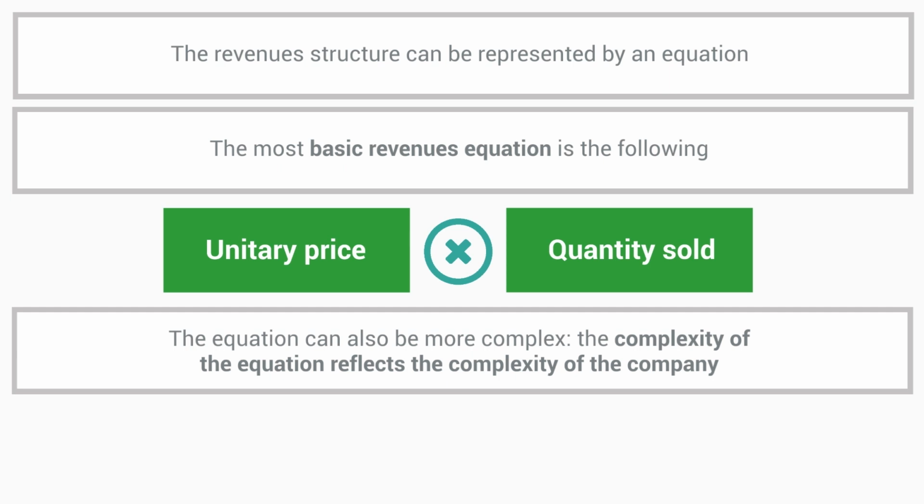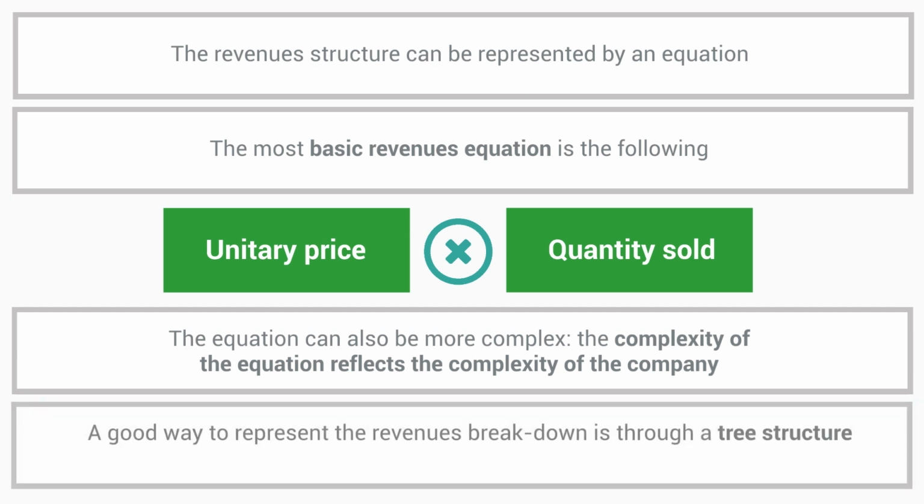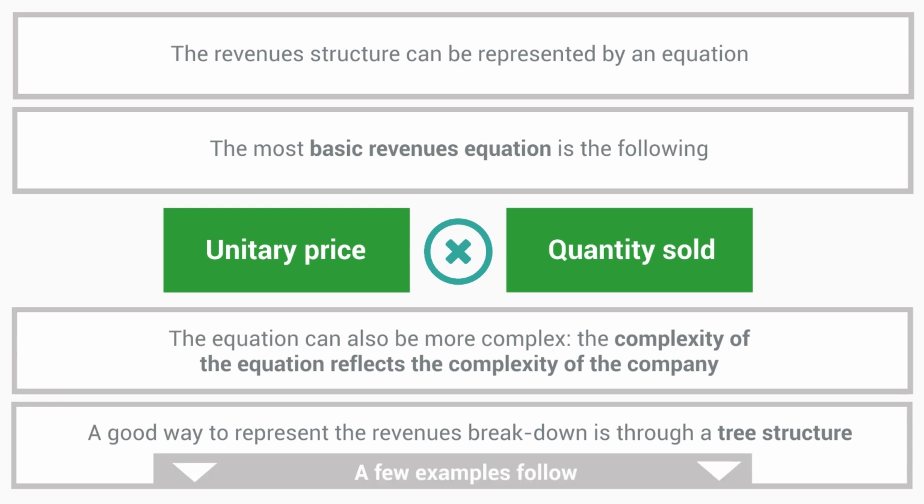If a company were to sell many different products and services at different prices, then the equation would have many parts, as it would be the sum of the individual revenue streams derived from each product or service. A good way to set out a revenue breakdown is by using a tree structure. We will look at some examples in the next few pages.